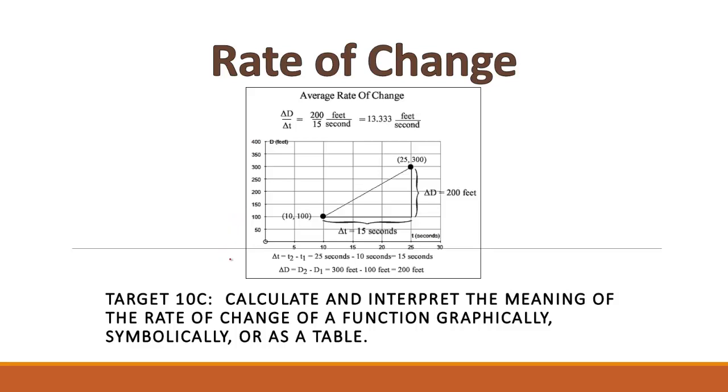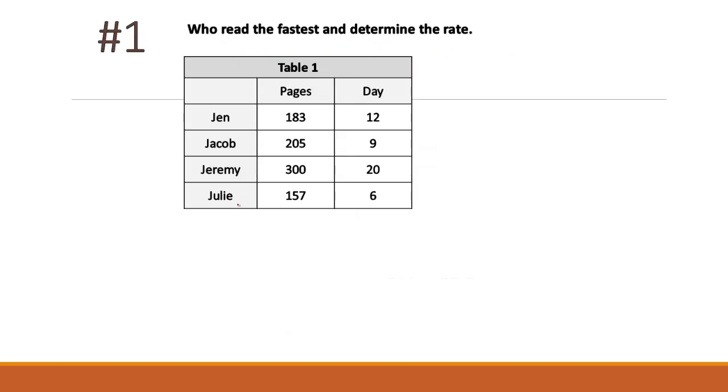All right, so this is 10C. We're going to be talking about rate of change, which you've done quite a bit. So this should be pretty easy. So you're going to see problems like this, for example, who read the fastest and determine what the rate is.